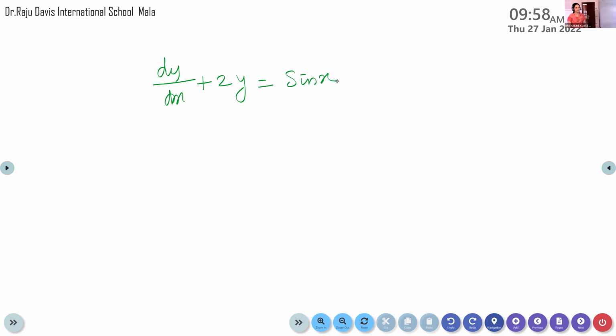How to solve this? We have learned three methods till now. The first method is variable separable. What is the name of the second method, Gauri? Homogeneous method. In variable separable, we separate the variables, x terms with dx, y terms with dy. In the homogeneous method, we substitute y is equal to vx, therefore dy by dx is v plus x into dv by dx. The third method is linear differential equation.